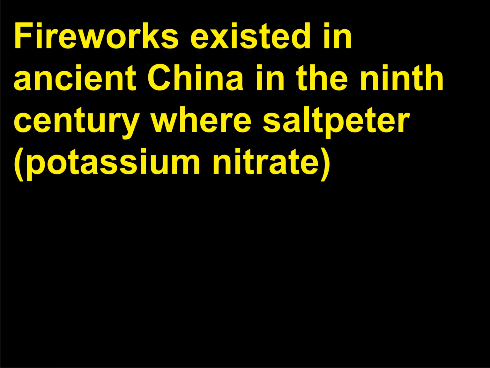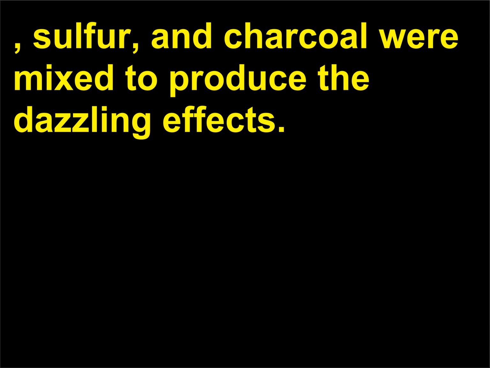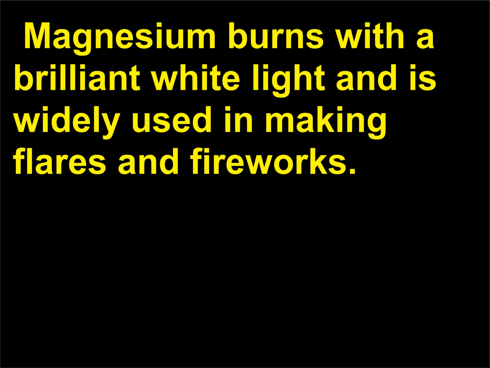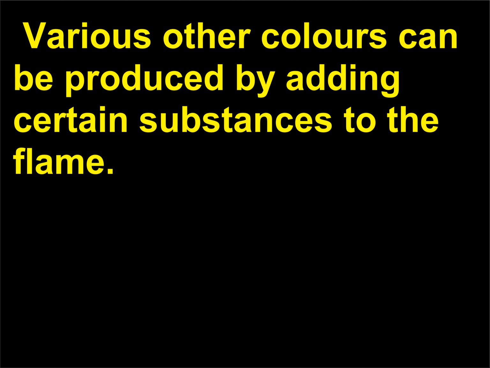Fireworks existed in ancient China in the 9th century, where saltpeter (potassium nitrate), sulfur, and charcoal were mixed to produce the dazzling effects. Magnesium burns with a brilliant white light and is widely used in making flares and fireworks. Various other colors can be produced by adding certain substances to the flame.